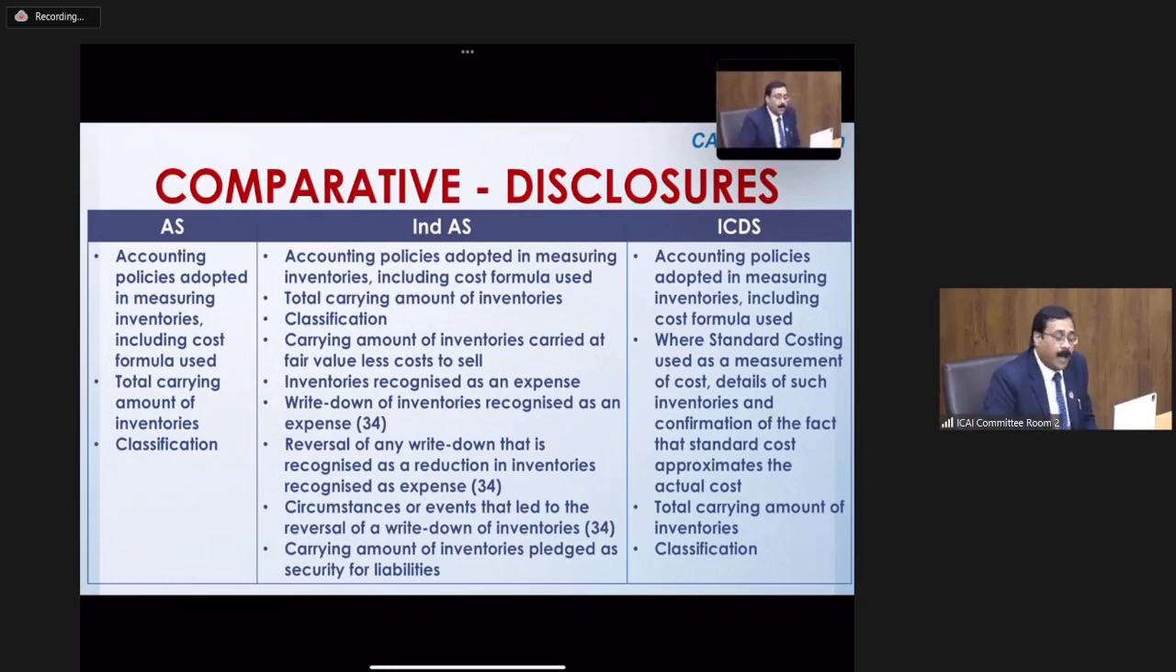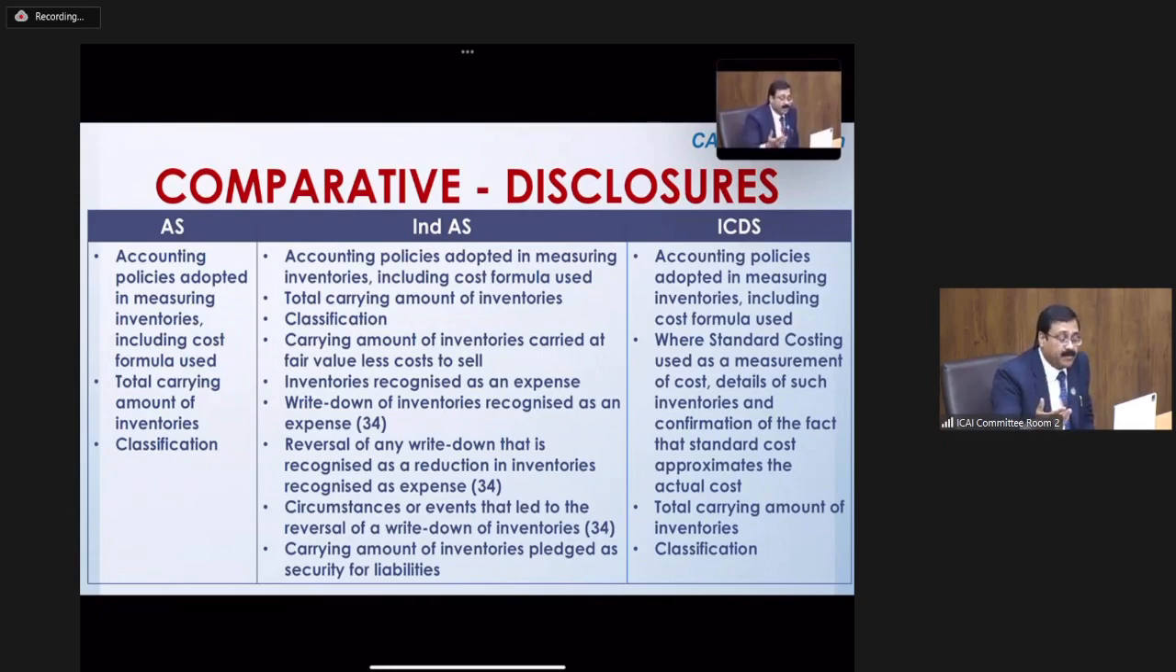Right. Now, again, if I talk about ICDS, the carrying amount of inventory, suppose that is given in the balance sheet, and classification, again, we had one of the earlier first slides which talks about classification. So classification we have to do accordingly. Ind AS, apart from, of course, the same disclosure for accounting policies, cost formula used, the carrying amount of inventories and the classification, includes others like the carrying amount of inventories carried at fair value less cost to sell, that is NRV. What are their carrying amounts? Inventories which are recognized as an expense as per para 34.